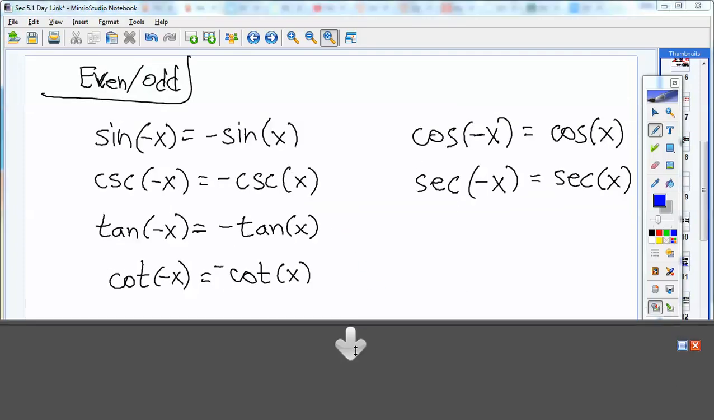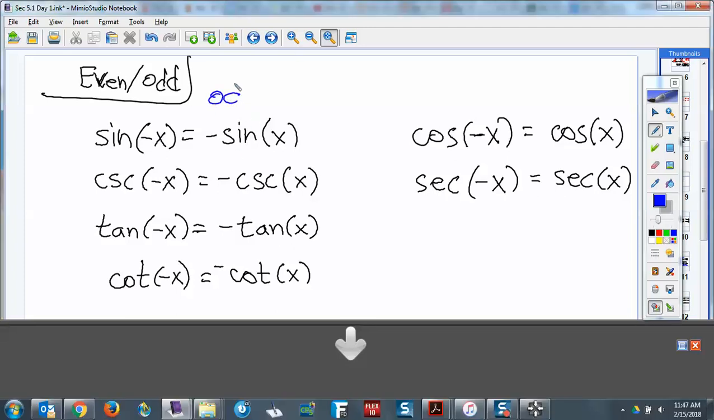All right. And then you've got the even odd. Those are back up right below the Pythagorean, and these are the last ones we're going to have. If you remember, these over here are the odd, and these over here are the even. What that meant is if you put opposites in, remember for odd, you get opposites out. So sine of negative x is the same as negative sine x. Sine of negative x is equal to negative sine x.